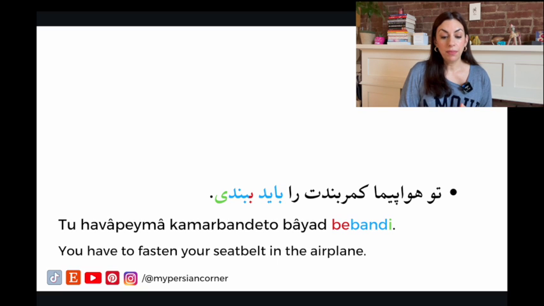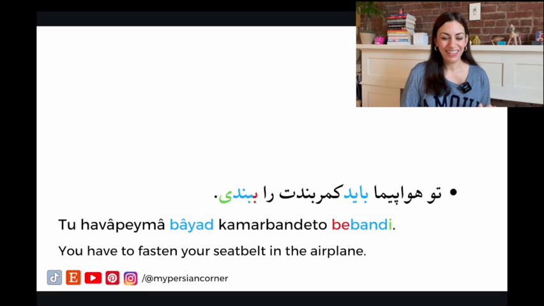تو هواپیما کمربندتو باید ببندی. You have to fasten your seatbelt in the airplane. So you see that I've placed باید and bebandi together. I could have just as easily separated them. تو هواپیما باید کمربندتو ببندی.